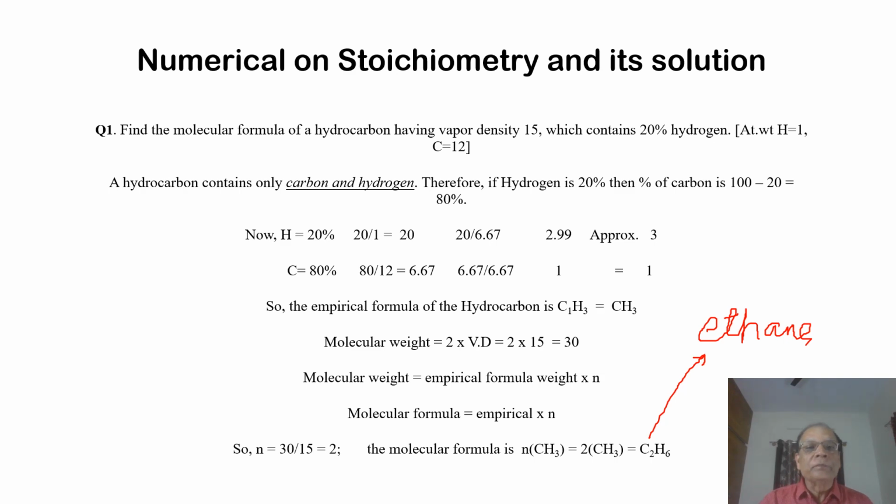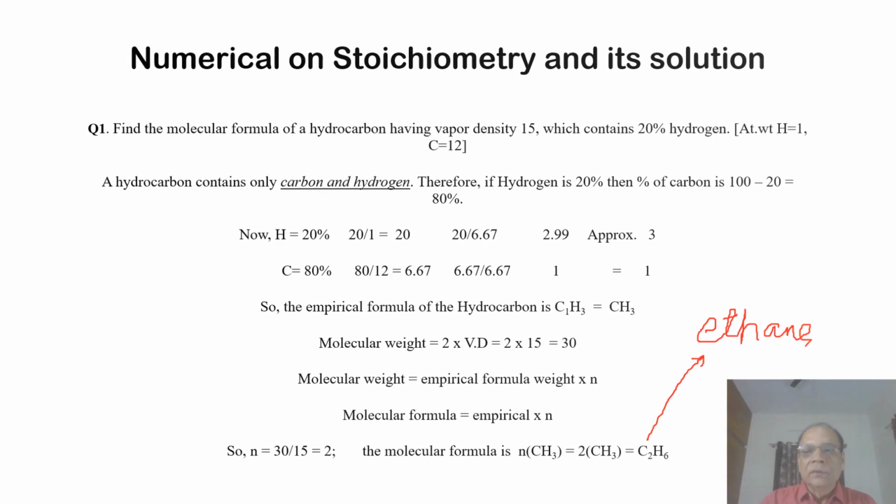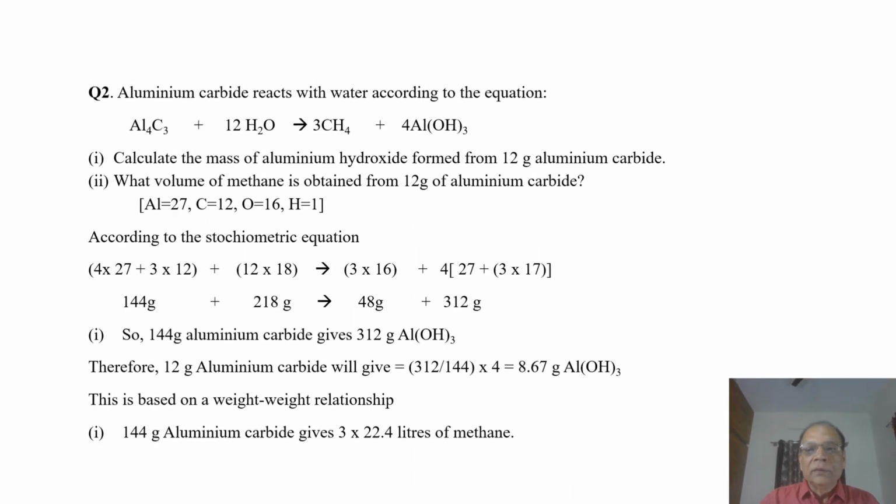Next, aluminium carbide reacts with water according to the equation Al4C3 plus 12H2O gives 3CH4 methane and 4Al(OH)3, which is aluminium hydroxide. Calculate the mass of aluminium hydroxide formed from 12 grams aluminium carbide. Second, what volume of methane is obtained from 12 grams of aluminium carbide?